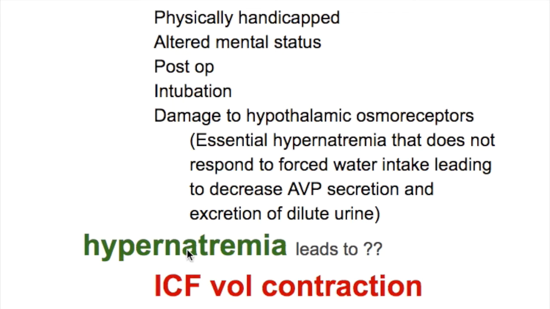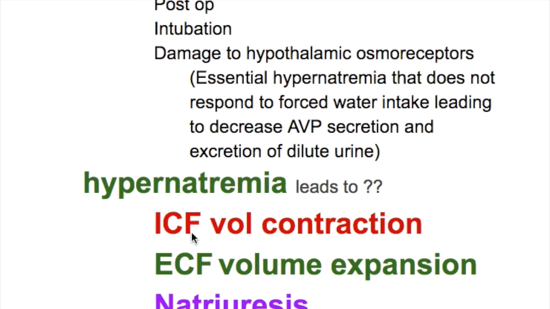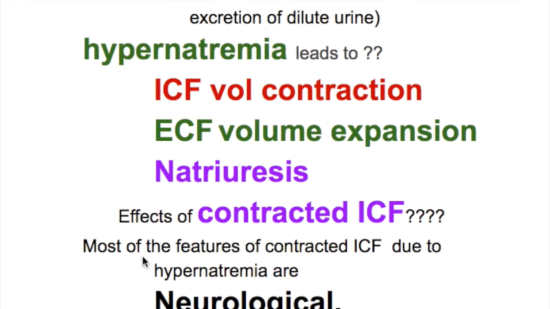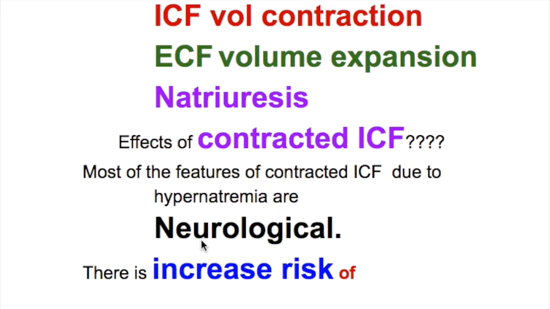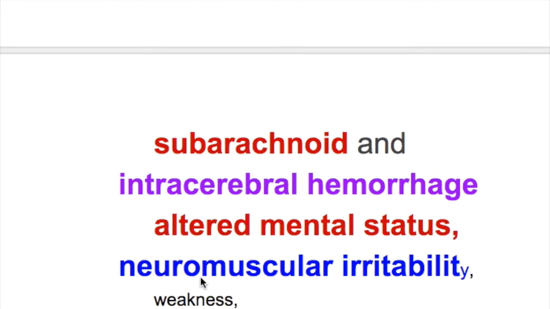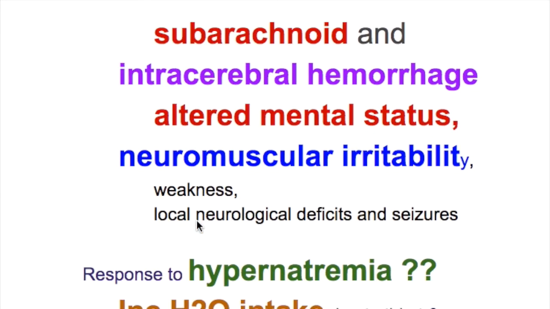What are the effects of hypernatremia? Intracellular fluid contraction and extracellular fluid expansion. Why? Because the extracellular fluid, when hypertonic, pulls the fluid out of the cell, and there is natriuresis. With contracted intracellular fluid, most of the features are neurological, with an increased risk of subarachnoid and intracerebral hemorrhage, altered mental status, and neuromuscular irritability.